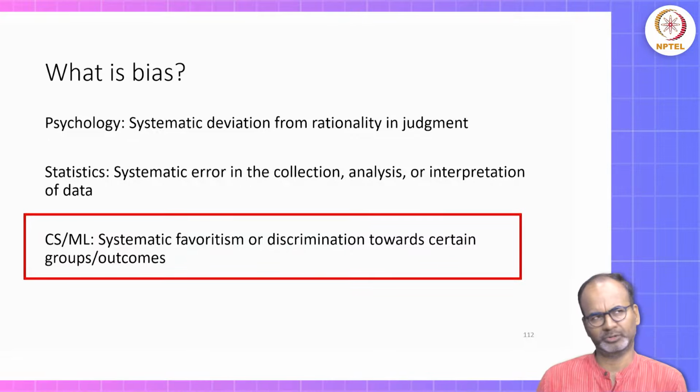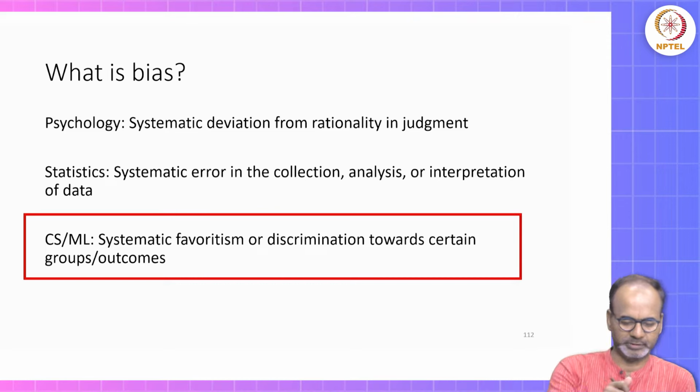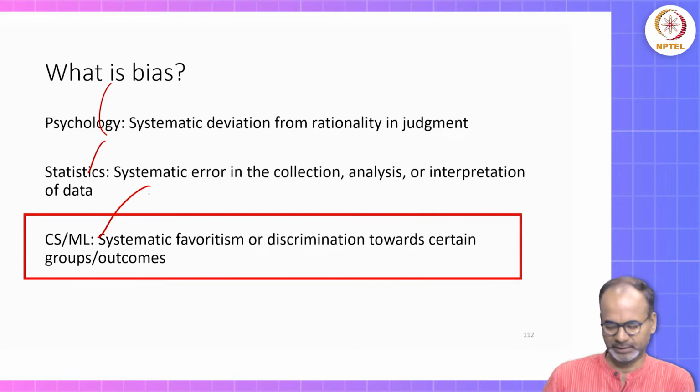Then I think about two weeks or so we spent only on bias. Bias is probably the longest content that we covered as part of this course, looking at bias from very different perspectives. First, what is bias? Why is it even a problem? Different domains look at bias differently. Our definition of bias is systematic favoritism or discrimination towards certain groups and outcomes.